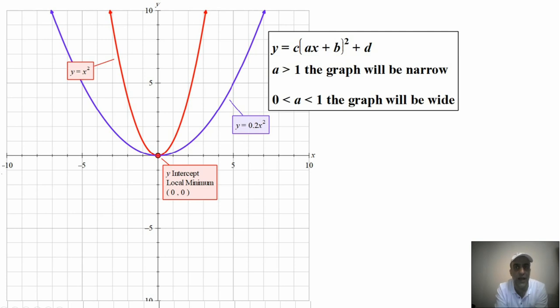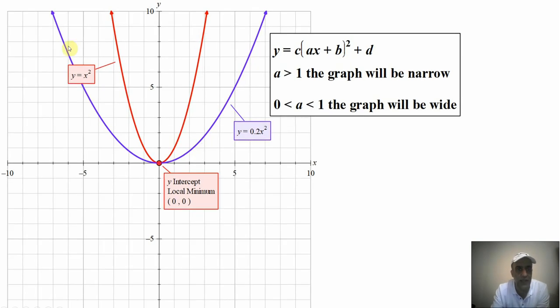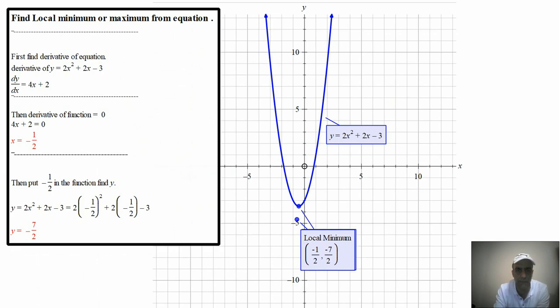How can we find the local minimum or maximum from the equation? From the graph we can see the minimum and the maximum very easily, as you see in the picture, but from the equation first we have to find the derivative. For example, this graph has the equation y equals 2x power 2 plus 2x minus 3. First we find the derivative of this equation. It will be 4x plus 2.